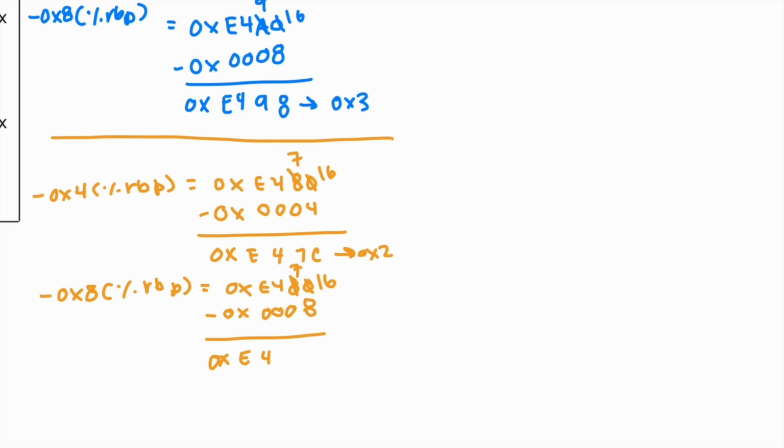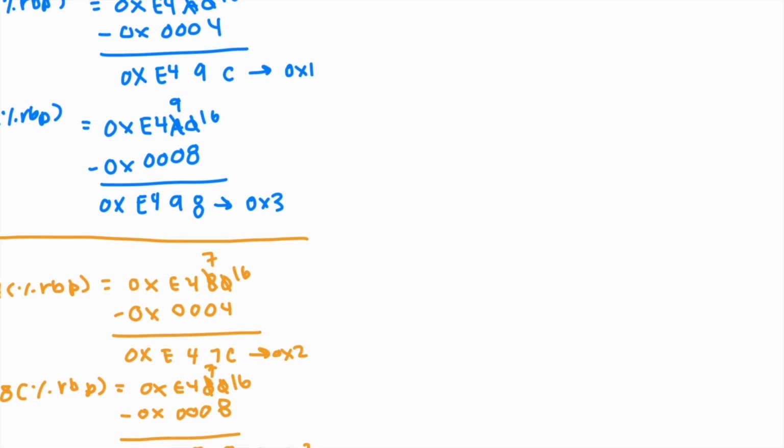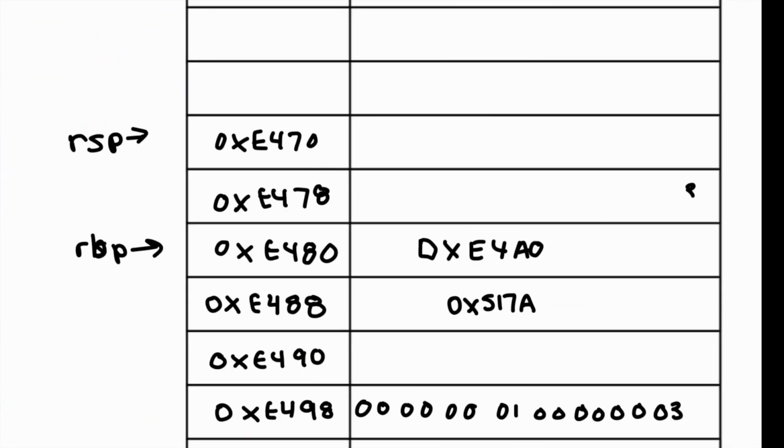And then we're going to do that again starting at 0xe478. 16 minus 8. 8 is 8, and then 7, 8. Okay, and this will have 0x3. So 0xe478 gets 3, and then we have 2.